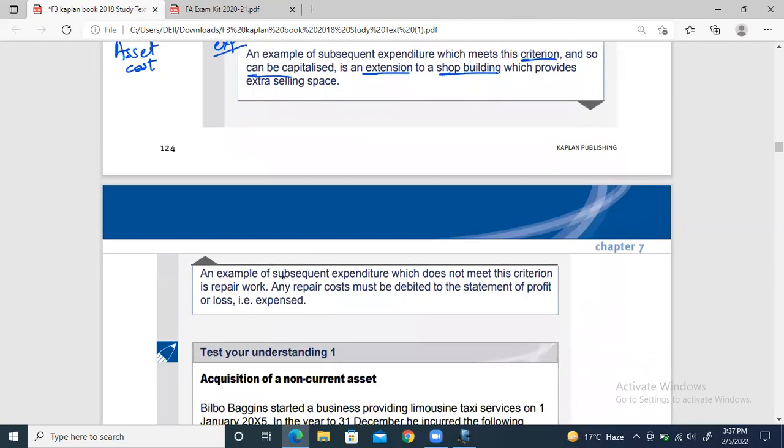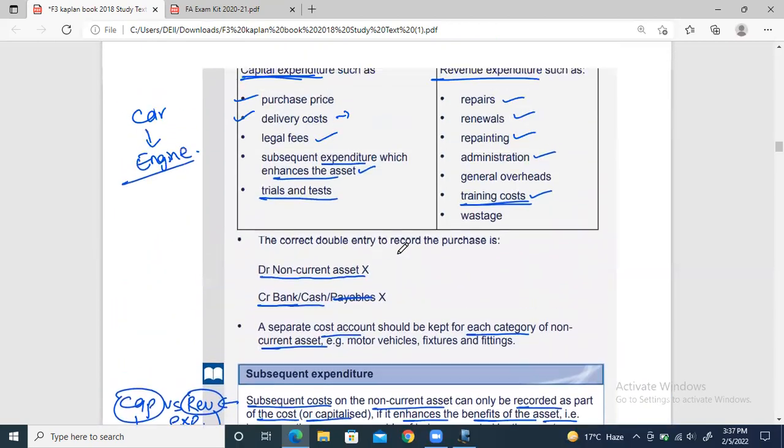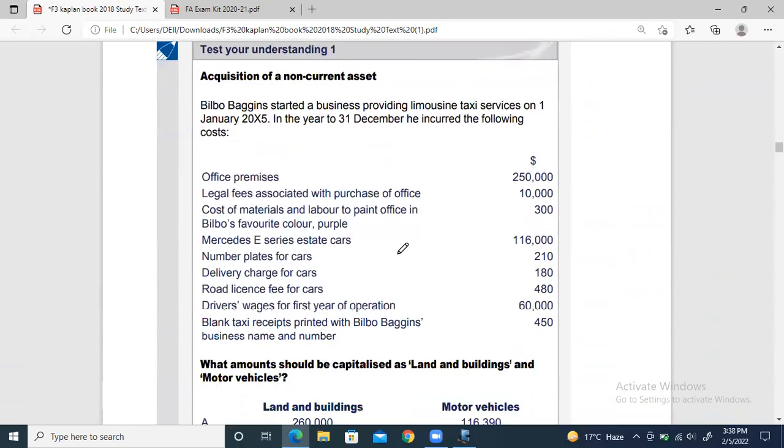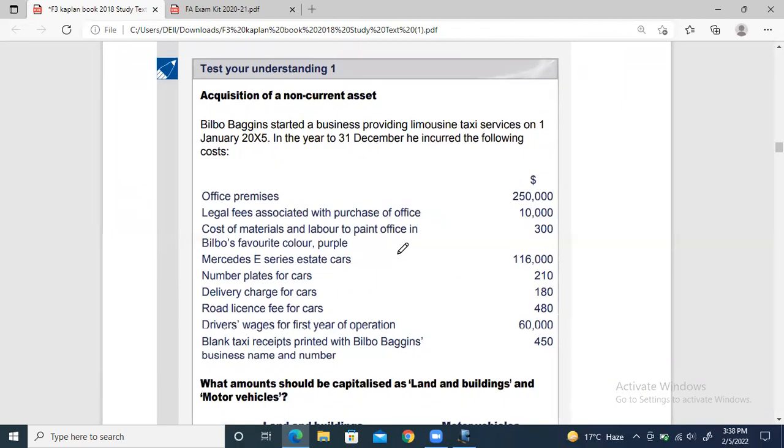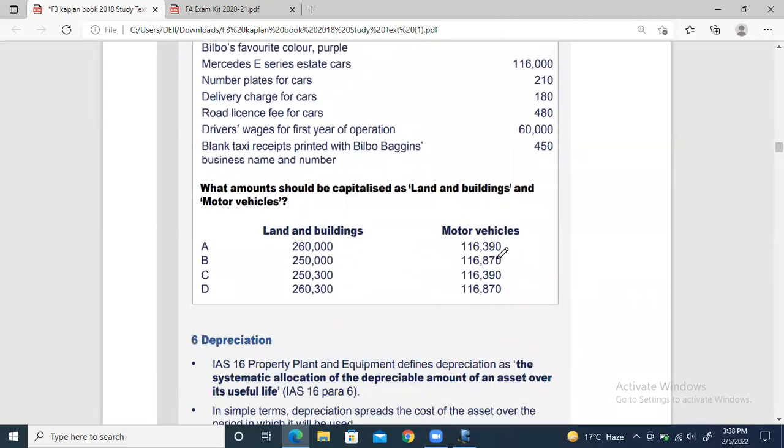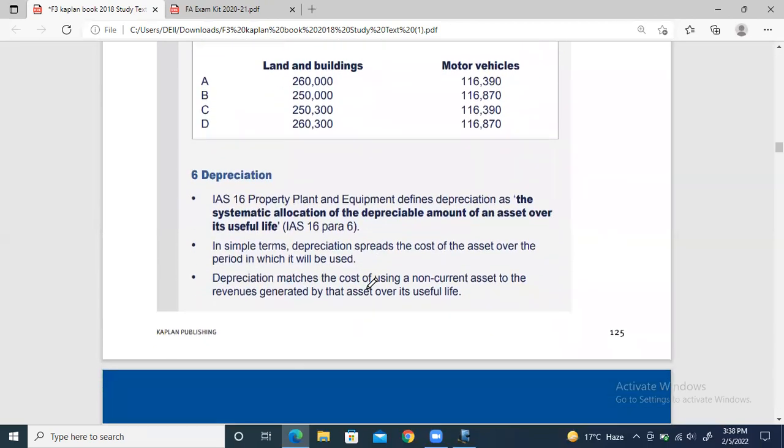And similarly, an example of subsequent expenditure which does not meet these criteria, that means a revenue expenditure, is any kind of repair cost. Repair costs happen again and again, like every month, every 2 months, every week. Okay, so this was the information over here. I hope you got it. Now we'll do exactly the kit questions when we move to the exam kit. These questions are the same as the exam kit, so it doesn't matter if we do this or that. Okay, now let's move to the second part, which is depreciation.